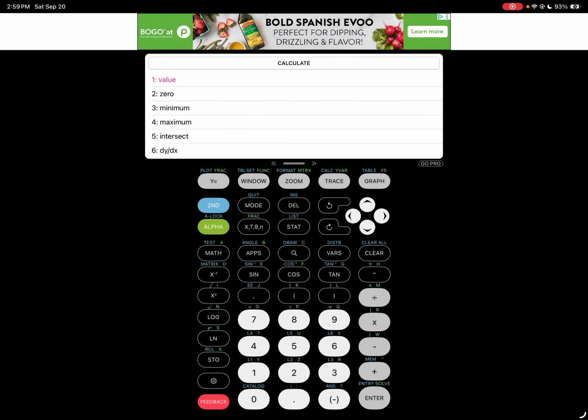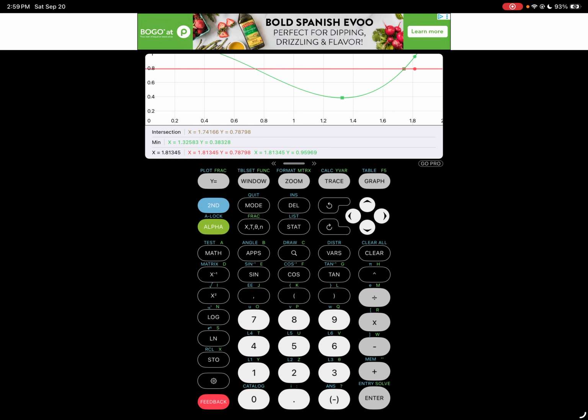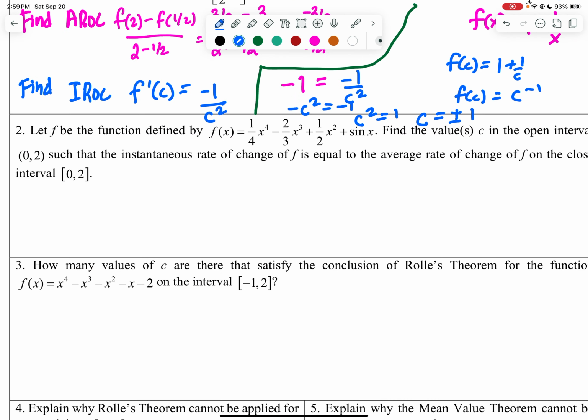And then my second intersection is 1.74166. And of course, just as an FRQ reminder, make sure that you're giving me at least 3 decimal points for your answer. So C is equal to 0.7405, and C is equal to 1.7416.